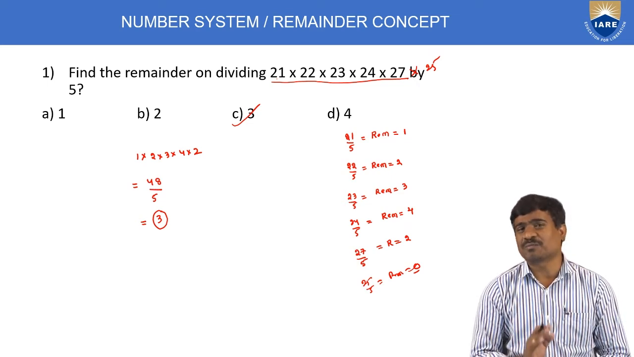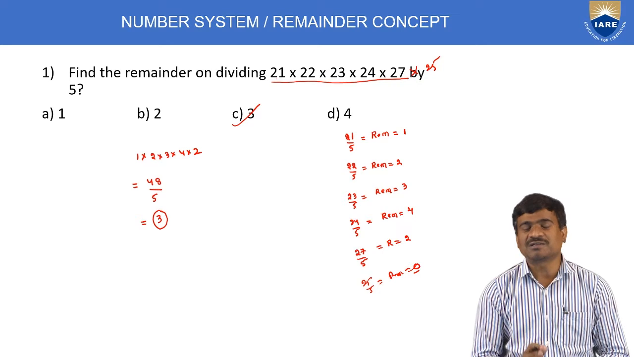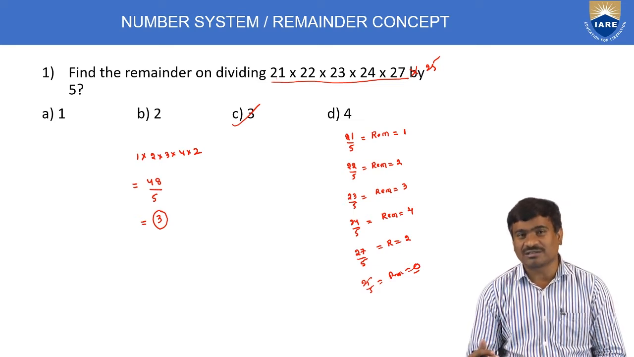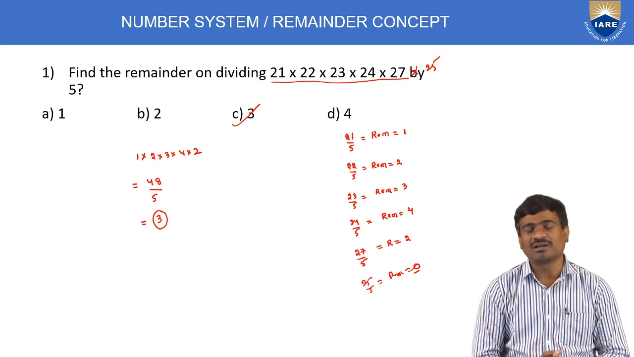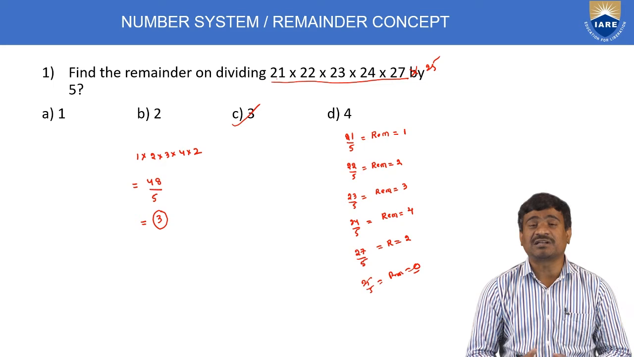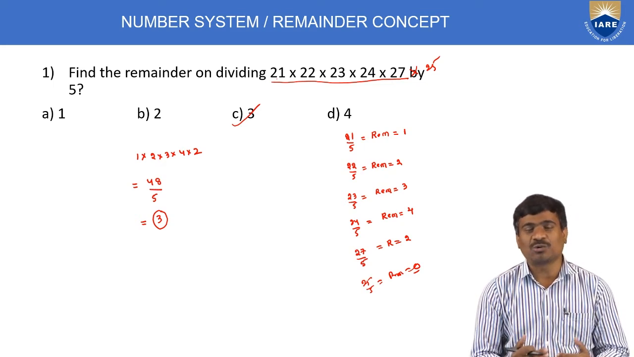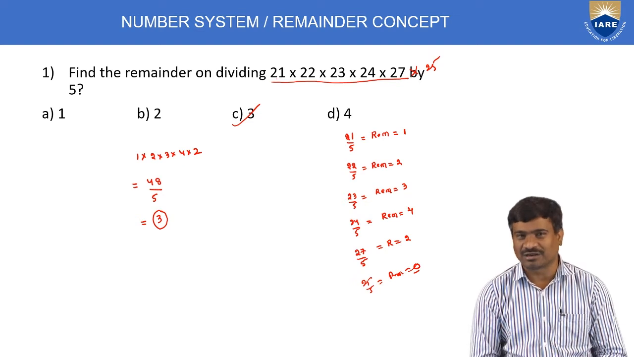Here you check the problem. When multiples of 5 are given, the remainder is always 0. If multiples of 5 are not given, just calculate using this procedure. This is called the remainder concept. Remainder means remaining, but consider only the remaining and not the quotient.